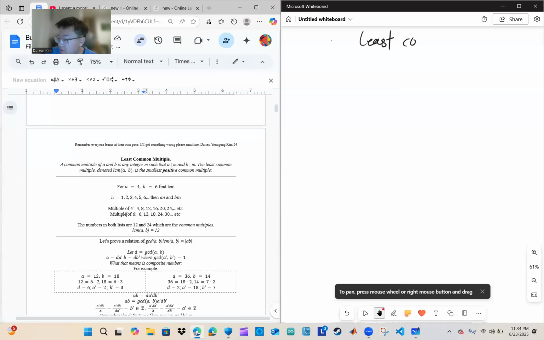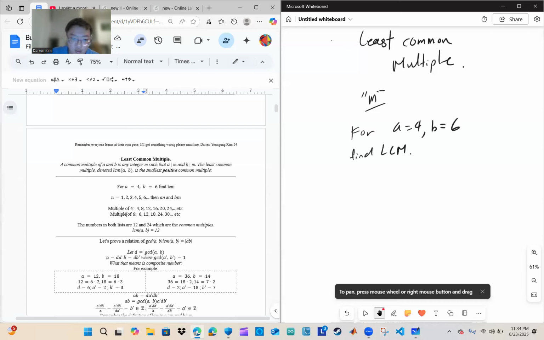Least common multiple. A common multiple of a and b is any integer m such that a divides m and b divides m, and the least of those is the smallest common multiple. What does that even mean? So what you do is say, for a equals 4, b equals 6, find the LCM.